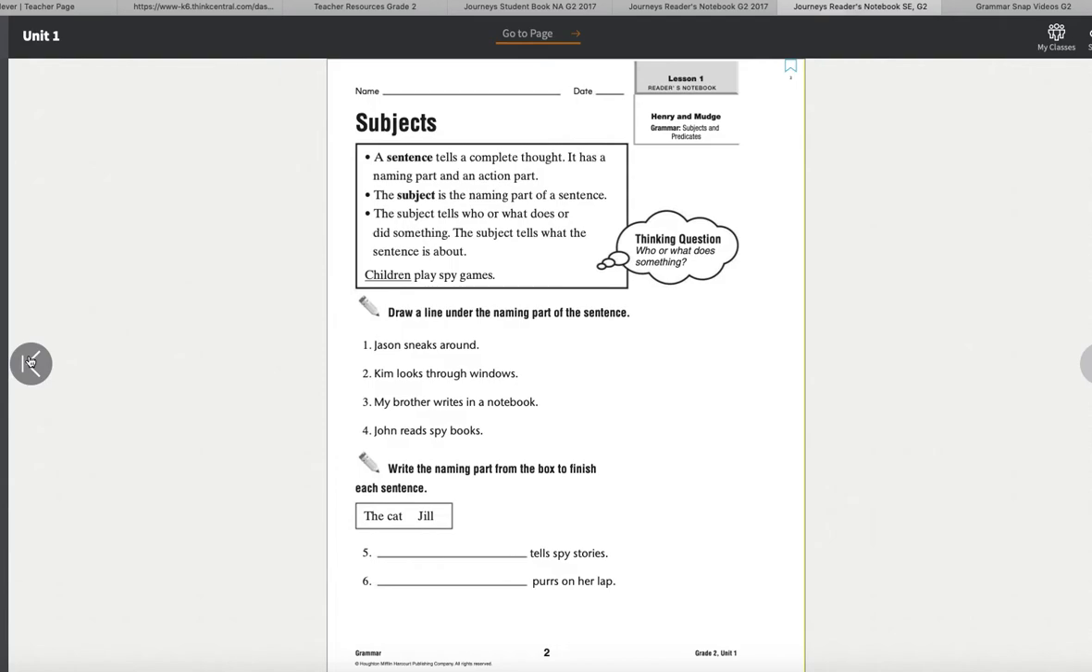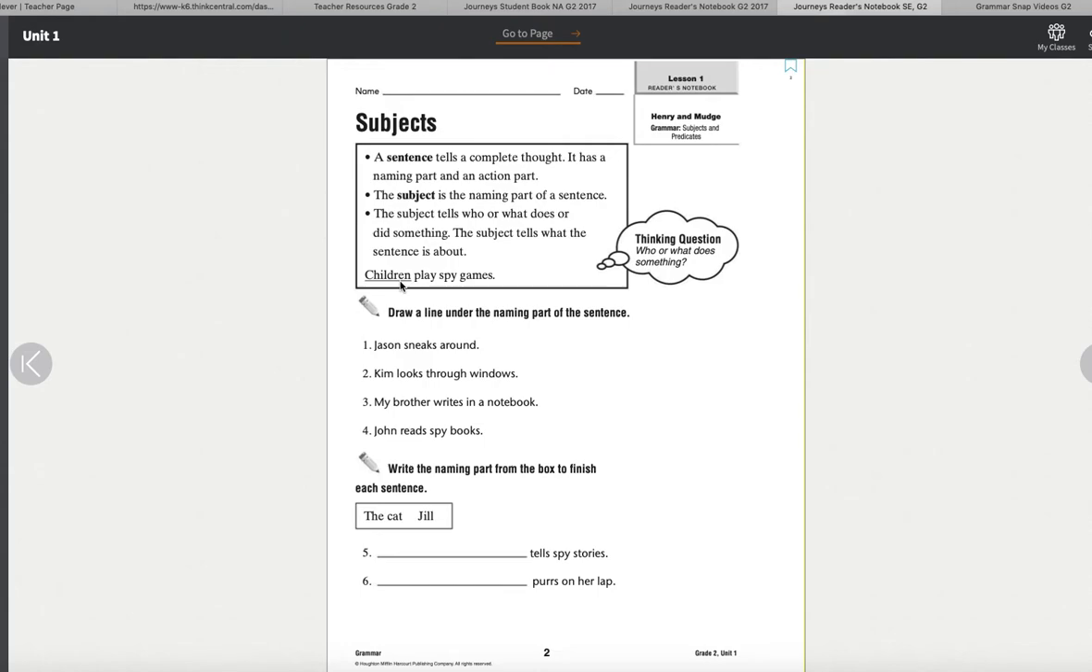So yesterday when you first started talking about complete sentences, we focused mostly on the subject, okay? The subject is the naming part. It's telling us who or what we're talking about in the sentence. And usually it starts at the very beginning. Usually the subject, at least for our sentences right now, is at the very beginning. So if you look at the bottom of this box right here, that's at the top of your page, there's a sentence that says, children play spy games. And you'll see that the word children is underlined.